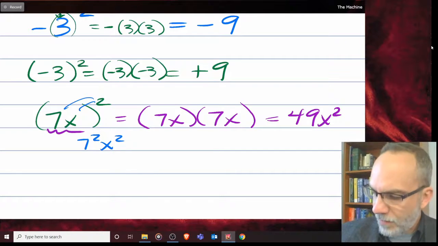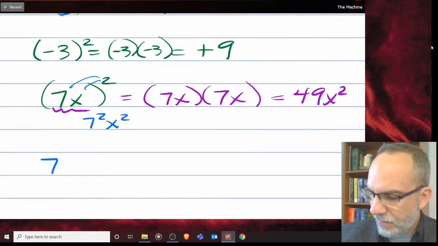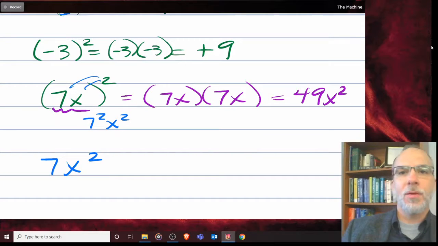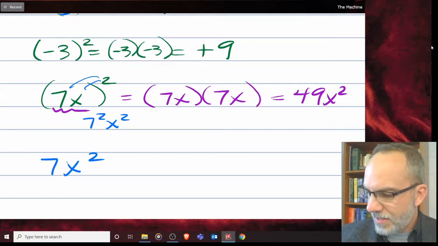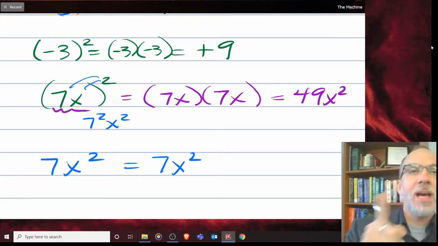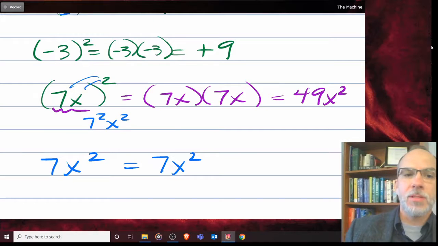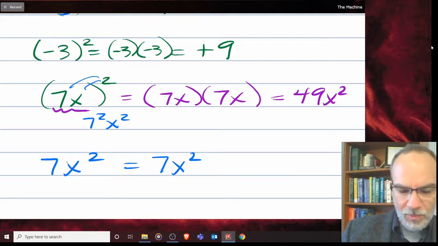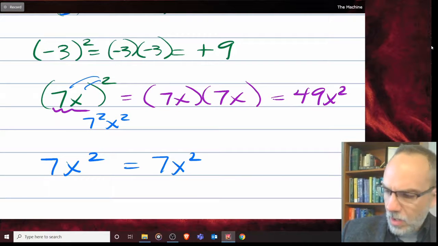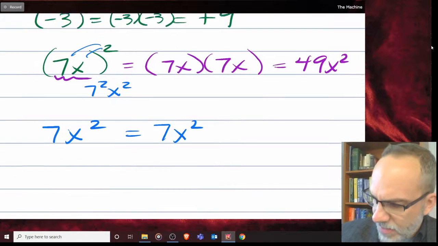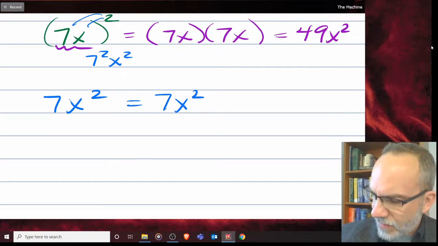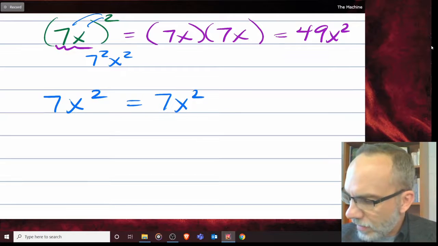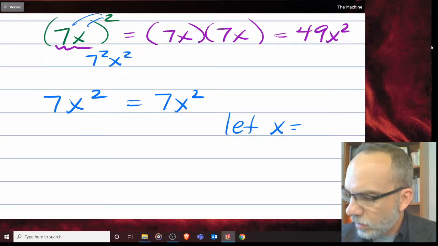Yes. But what if I did, say, 7x squared with no parentheses? What does that simplify to? Well, it's just the same thing, 7x squared. Because it's only the x that's being squared, and I don't know what that number is yet. Maybe I would later on. Okay, so be thinking about what the base is. Let's go ahead and say, what if I said I've got 7x squared, and I'm going to let x equal -2.